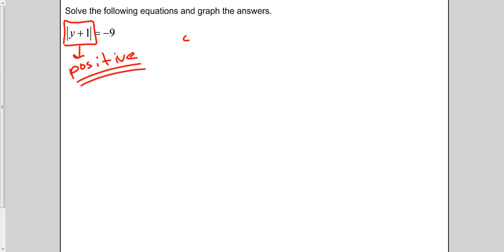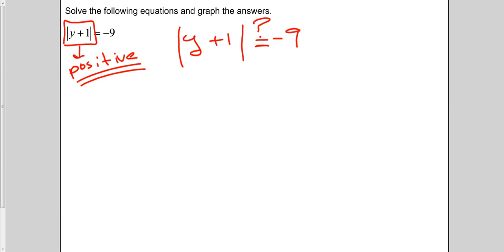Unfortunately, this is saying that our absolute value of y plus 1 is equal to negative 9. Can this be possible? The answer is no. Our absolute value is going to give us a positive answer, and because the whole absolute value, only the absolute value by itself, is equal to a negative answer, that's not possible.